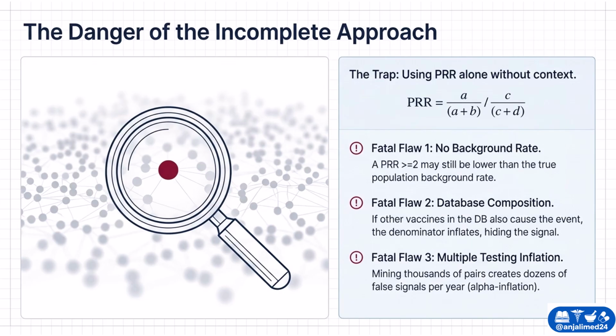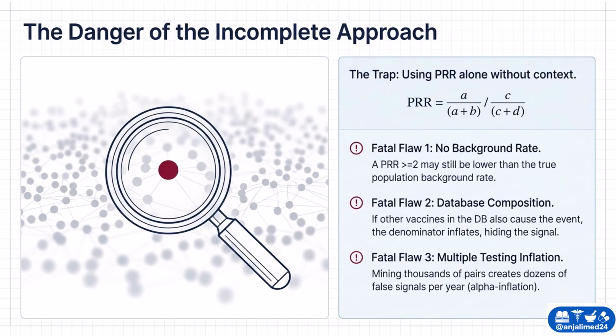The first major issue is the absence of background rates. Just because an event is reported more frequently after vaccination does not automatically mean the vaccine caused it. Many medical conditions naturally occur in the population every day. For example, heart attacks, strokes, seizures, or autoimmune disorders already happen at baseline levels. So, even if the PRR is greater than 2, the observed event rate may still actually be lower than what is normally expected in the general population.